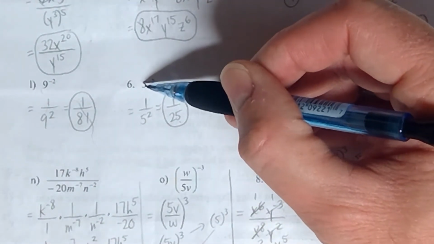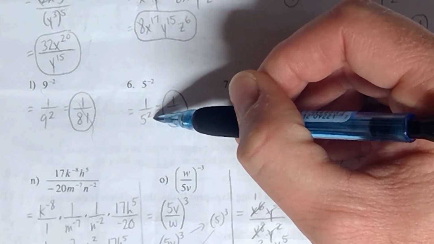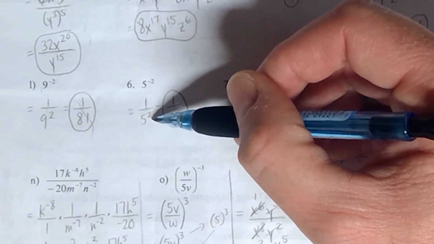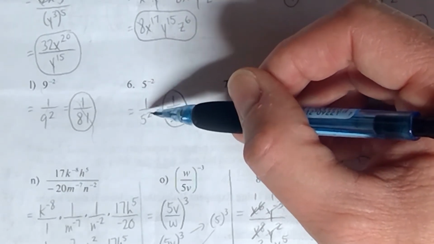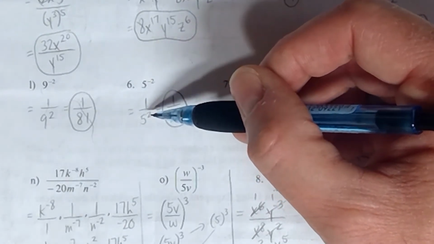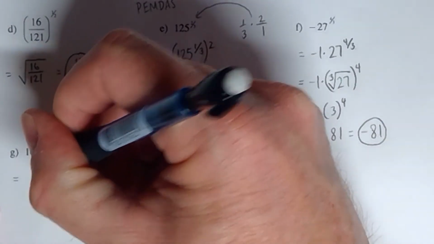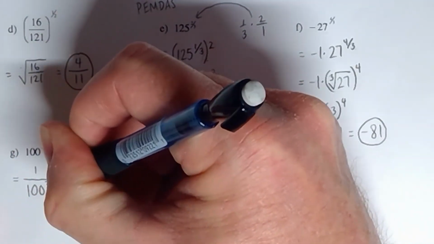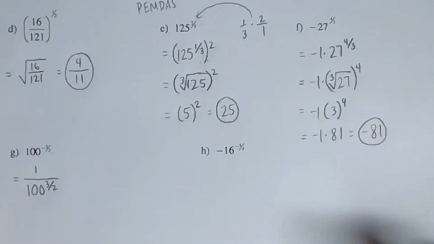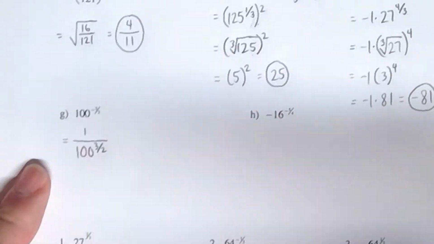Just when you have a constant number taken to a negative power, this is what you do. You put a 1, and then underneath the fraction bar, you take the same number that was taken to the negative power, and it's now taken to the positive power instead. Let's do that same thing here. So 100 to the negative power becomes 1 over 100 to the positive power, like that. Okay? So that's what we do here.